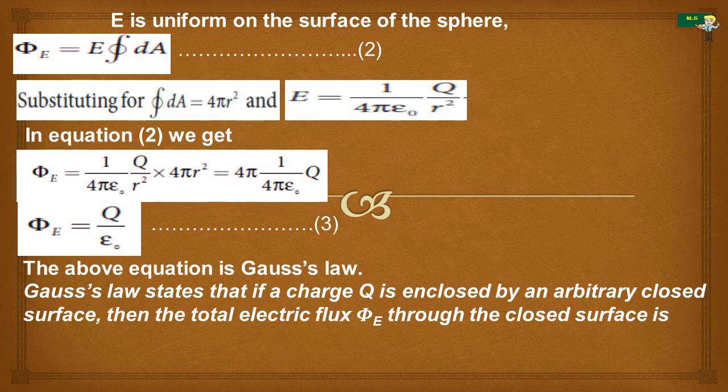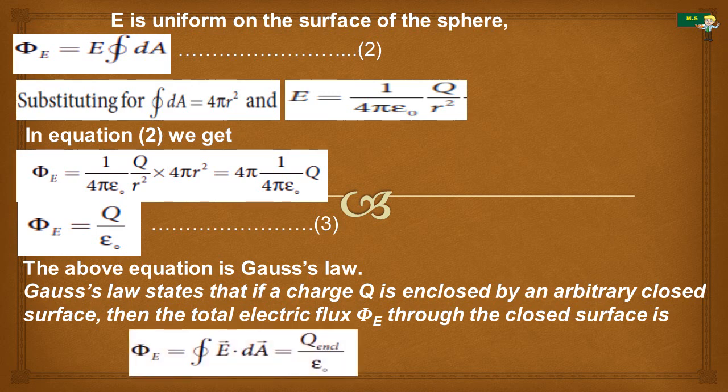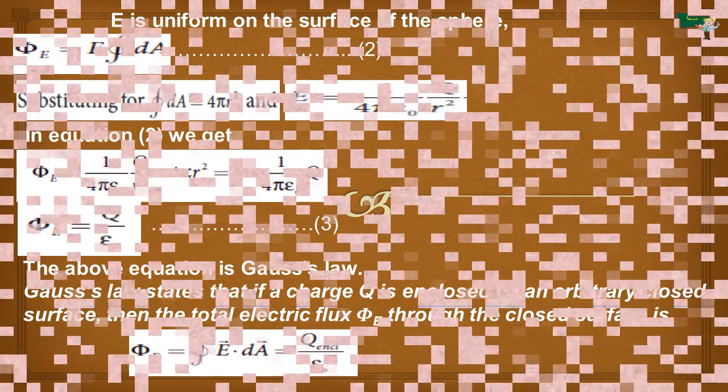If a charge Q is enclosed by an arbitrary closed surface, then the total electric flux phi E through the closed surface is phi E is equal to closed integral of E dot dA is equal to Q enclosed divided by epsilon naught.